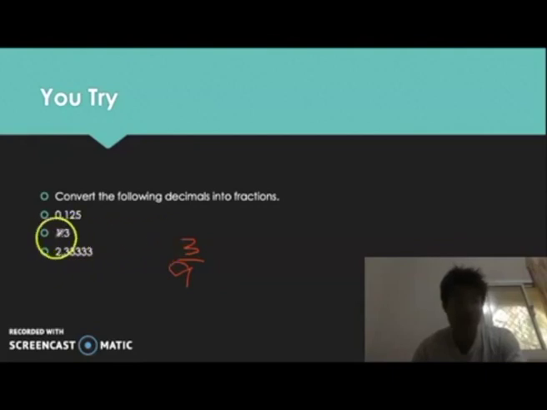In this case we have 2.33333, so we know that 2 is equal to 18 over 9. So what we can do is add these two. We do 18 over 9 plus 3 over 9, which equals 21 over 9. Since it is a non-terminating decimal, we want to use our second rule for changing a decimal into a fraction.